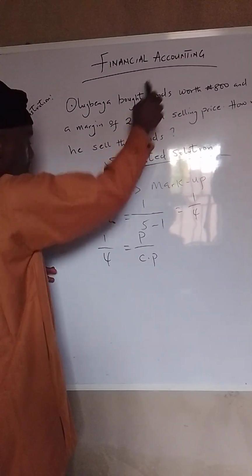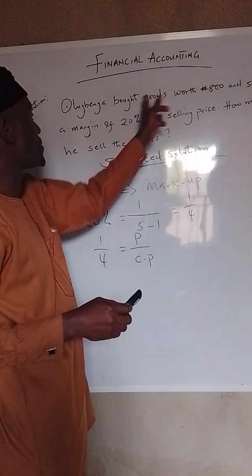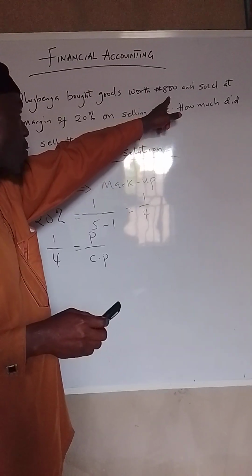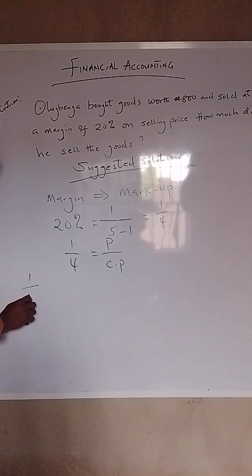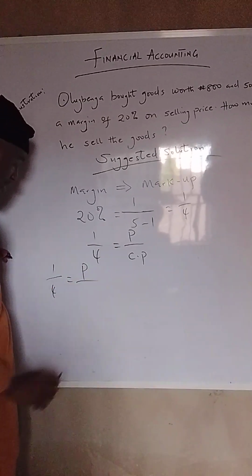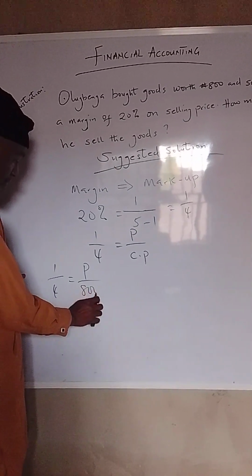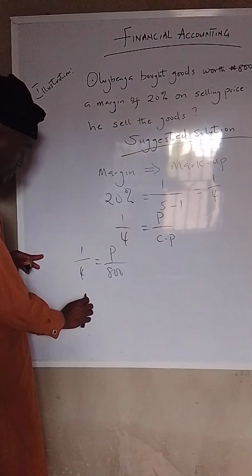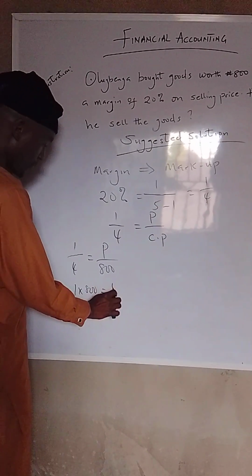And if you look at the question very well, they have given us the cost price. Olubenga bought goods worth 800 naira. So the cost price here is 800 naira. So we now say that 1 over 4 is equals to profit, which we don't know, over CP, which is 800 naira. So we cross multiply. If you cross multiply, that will give you 1 times 800 is equals to 4 times P.